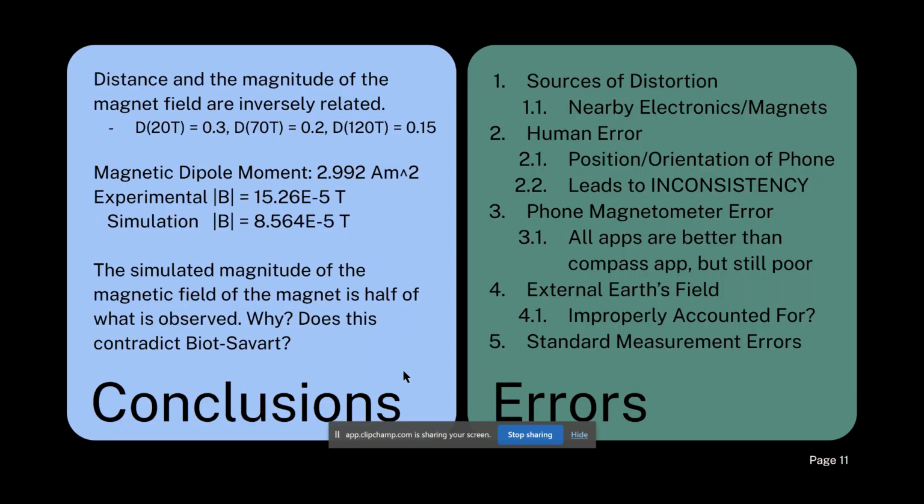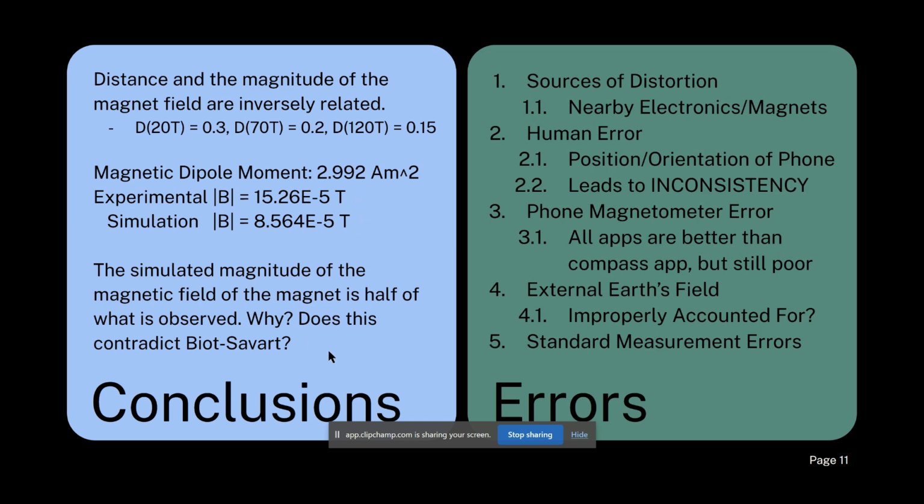So the conclusions: the distance and magnitude of the magnetic field are inversely related. You can see that it lines up like this. As the magnetic field increases, the distance decreases, and vice versa. Here's the moment. You can see the difference in the experiment and simulation is about double. Why does it contradict this?